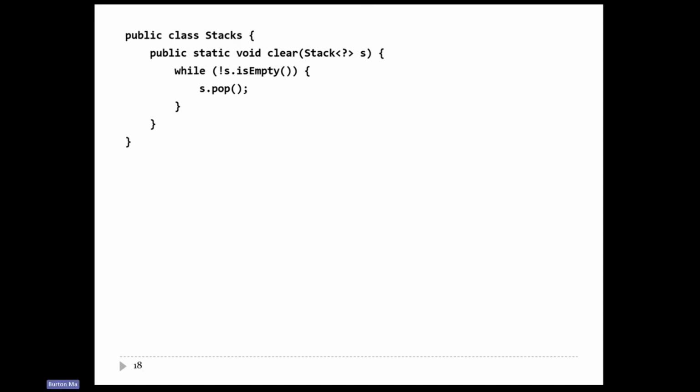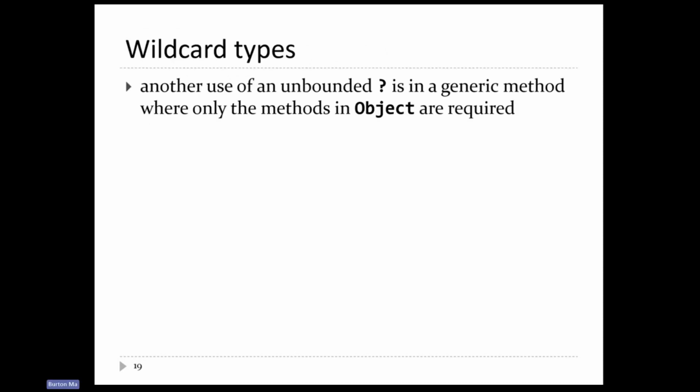So there's an example of using the question mark on its own. Another use of the unbounded question mark is a generic method where the only methods you need to use are in Object. This is acceptable because every reference type in Java is a subtype of Object. So if you're only using the methods in Object, you can just specify the type as question mark.